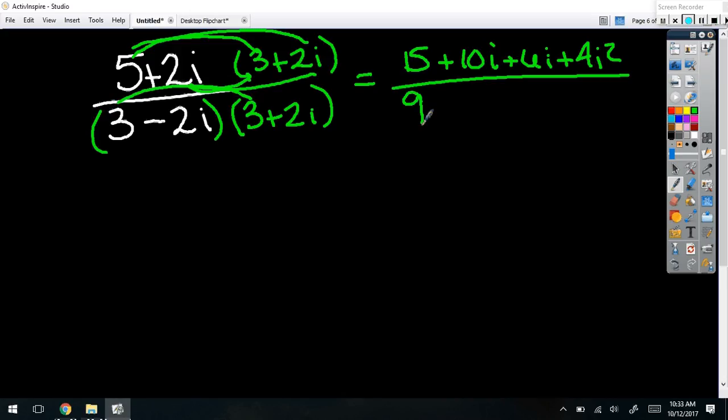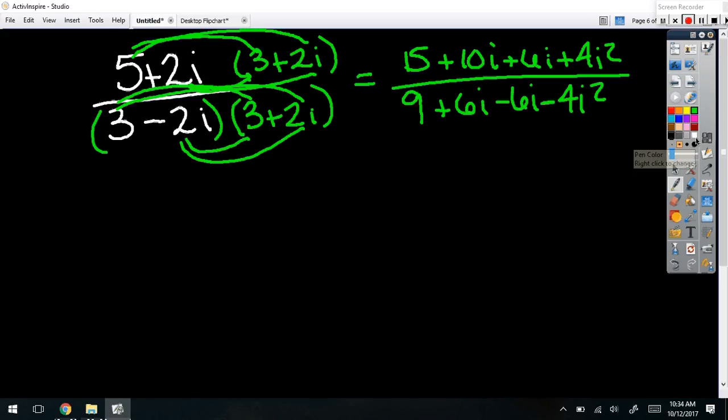All right, 3 times 3. 3 times 2i, 6i. Negative 2i times 3. And negative 2i times 2i. So it's 11... 16. First thing I'm going to do is change all my i squareds because I can mark those out and do those right here. This one, negative 4. How about this one? Positive 4.